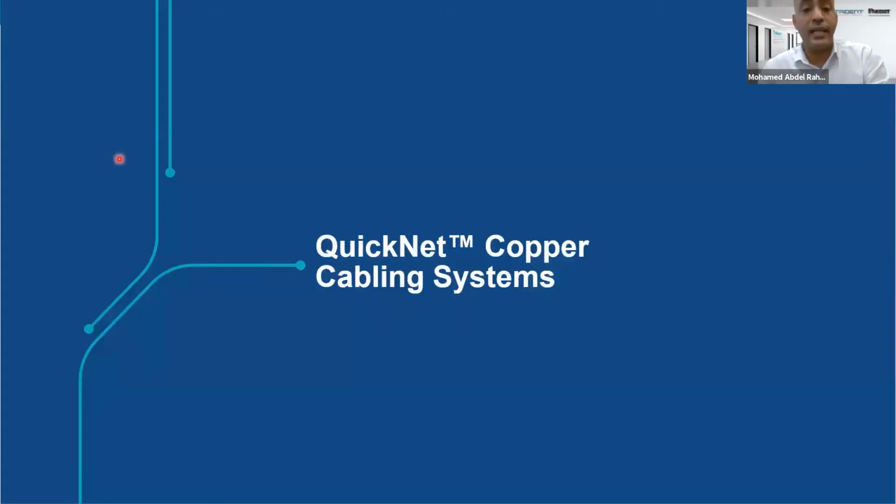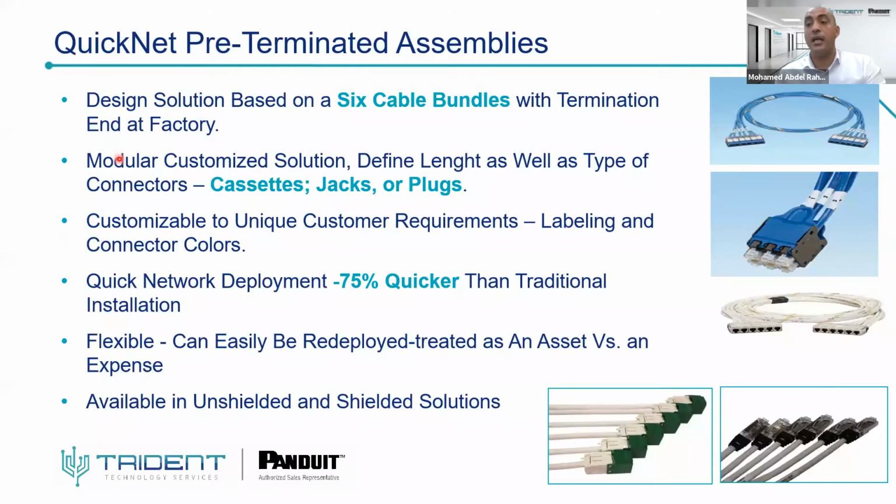Let's jump quickly to the QuickNet copper cabling solutions. Also, for pre-terminated cabling assemblies, especially for data center solutions, we have the QuickNet copper solutions. The QuickNet copper solutions provide complete end-to-end pre-terminated solutions, ideal especially for the data center. With traditional solutions, the time to make the termination, testing, labeling, and installation for the cable is limited. So it is a plug and play solution designed with a 6 cable bundle.